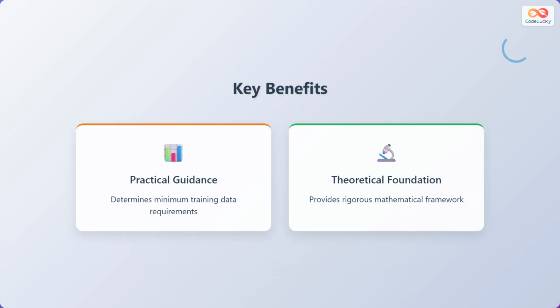There are 2 key benefits of computational learning theory and PAC learning. First, these provide practical guidance in determining the minimum training data requirements for machine learning algorithms. By understanding the sample complexity bounds, we can estimate how much data is needed to achieve desired levels of accuracy and confidence. Next, these provide a rigorous mathematical framework for analyzing the performance of learning algorithms.